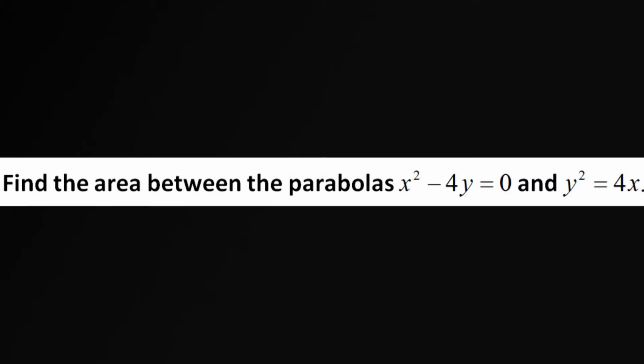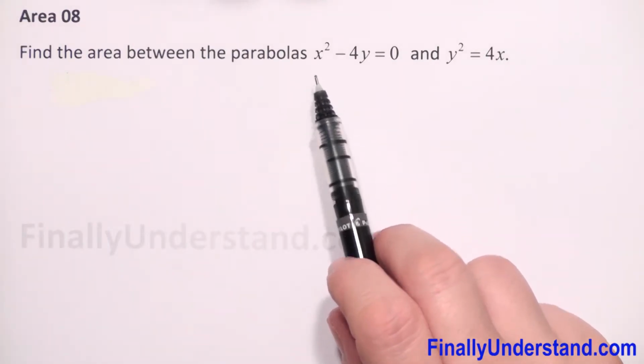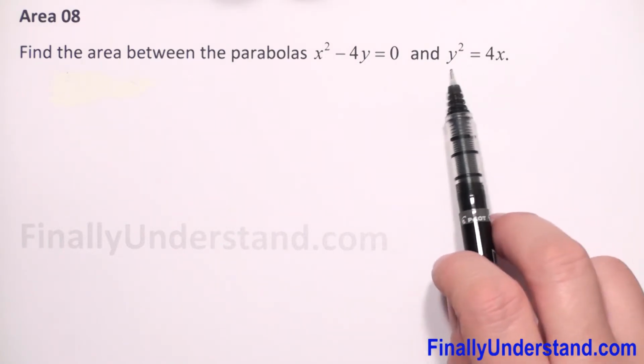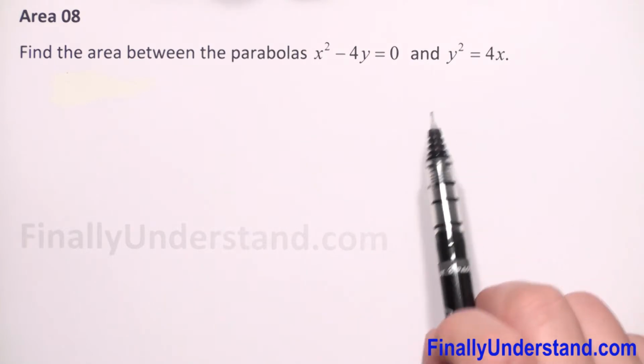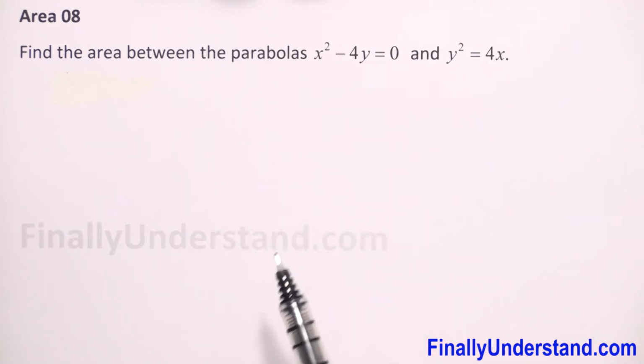We have two parabolas. In the first equation, we have x squared. It means our parabola is symmetric about the y-axis. And in the second equation, we have y squared. It means our parabola is symmetric about the x-axis. To find the area between these two curves, first we need to find the intersection points.